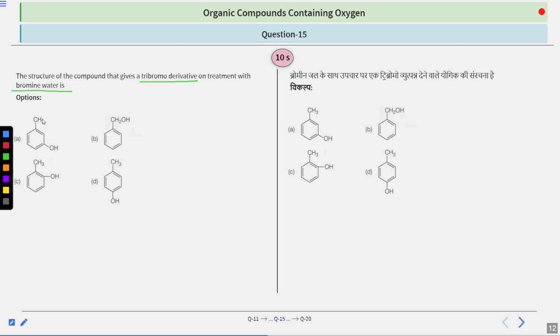Options are: benzene ring having methyl and OH group at para and meta position. Benzene ring having CH2OH group as a side chain. Benzene ring having methyl and OH group at para and ortho position. Or benzene ring having methyl and OH group attached as side chains at opposite para positions. You have some time to think about this question. After that, we will see the correct answer.